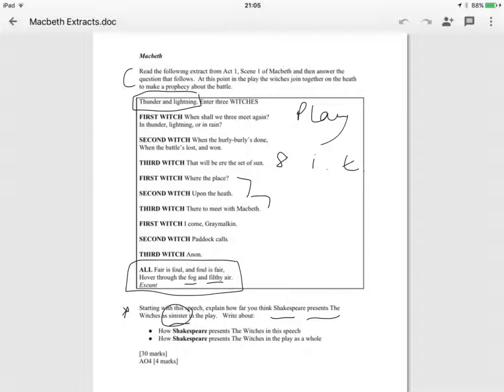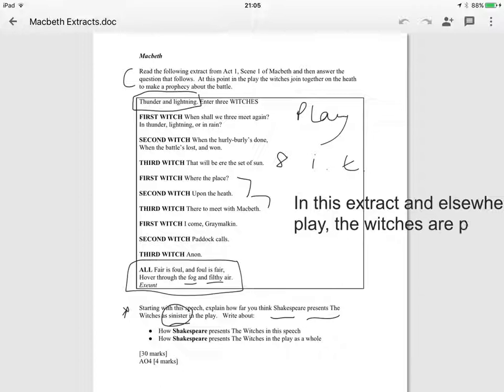So I'm going to have a go at actually typing a little paragraph while I'm talking to you, which I've not tried before, so it could go horribly wrong. And let's see how far I can get with an example paragraph, trying to link some of these ideas together. So here we go. It would go something like this. In this extract and elsewhere in the play, the witches are presented as being sinister. That's an important topic sentence, because you're getting all the question wording in there as well.